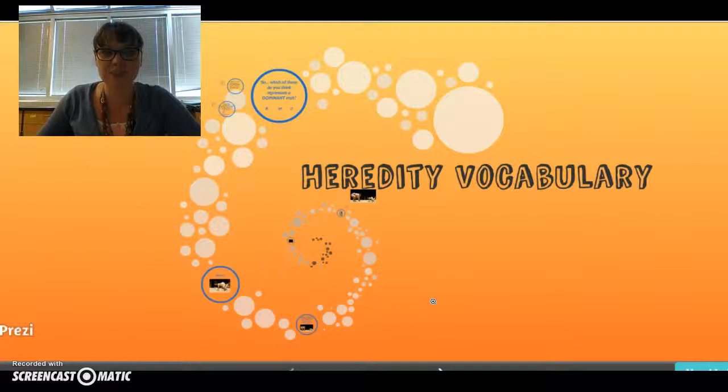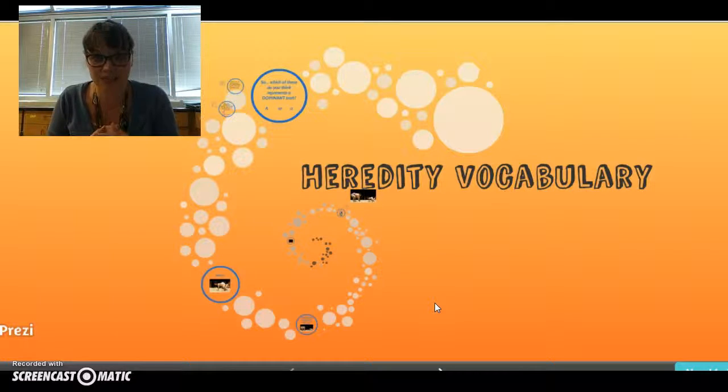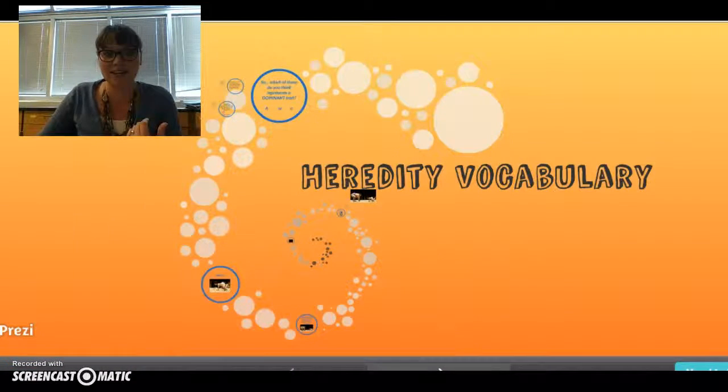Hi Trailblazers! We are going to learn 2 new vocabulary words today, and those vocabulary words are dominant trait and recessive trait. So first let's look at what you already know about these terms. Maybe you don't even realize that you know something about these terms.